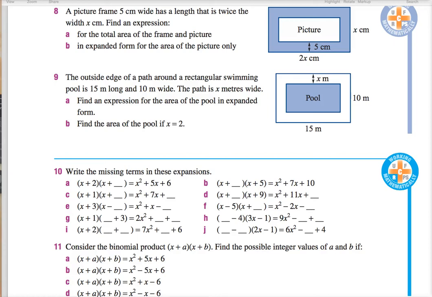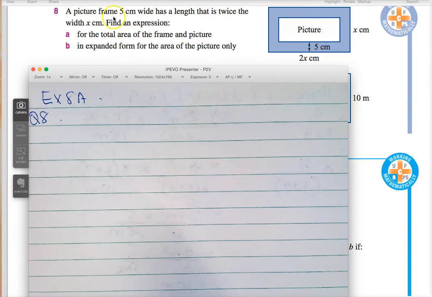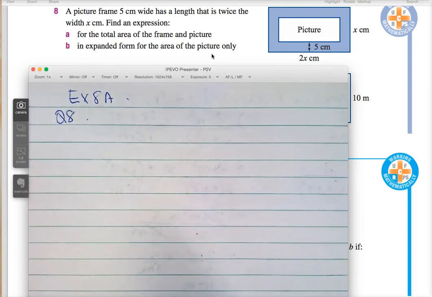Okay, we're looking at homework problems. The first one is this first problem here on the screen, at the top of the screen, exercise 8A, question 8. A picture frame, which is 5 centimetres wide, so the 5 centimetres is this blue bit there, has a length that is twice the width. So the length is 2x, the width is x. Find an expression for the total area of the frame and the picture. So basically the whole thing.